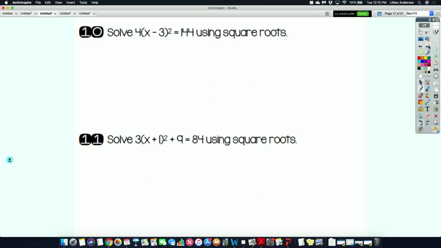Okay? Let's look at number 11. How do I get the x by itself? What's the first thing I need to do? Say it again. Subtract 9. I need to isolate that squared part. What's 84 minus 9?